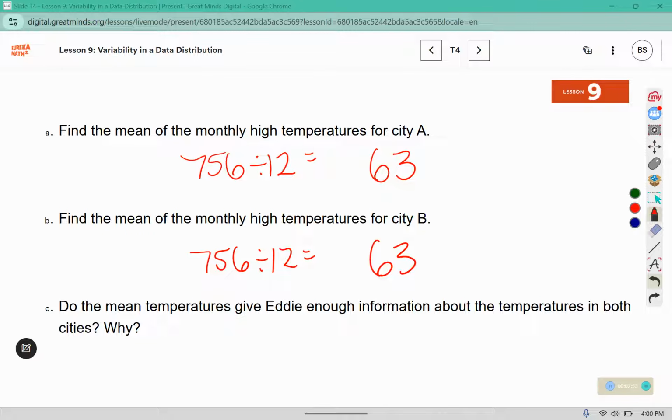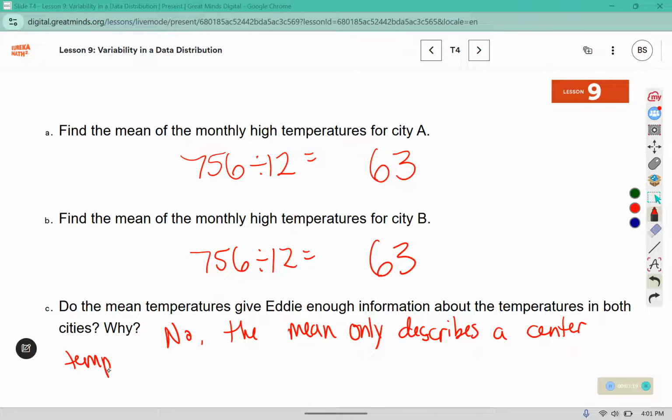Do the mean temperatures give Eddie enough information about the temperatures in both cities? Why? No, the mean only describes the center temperature. But it doesn't show how it changes throughout the year.